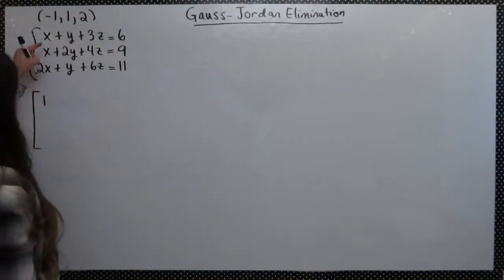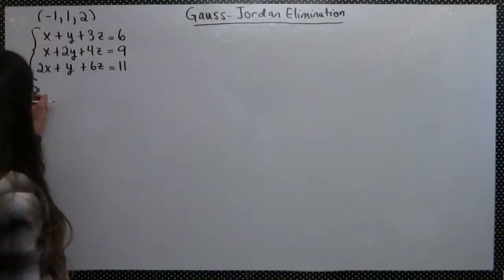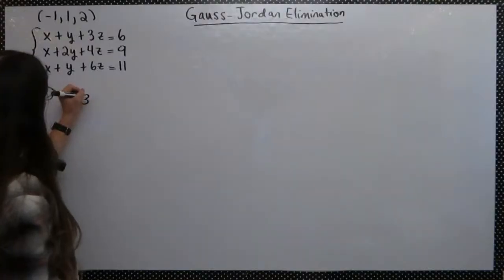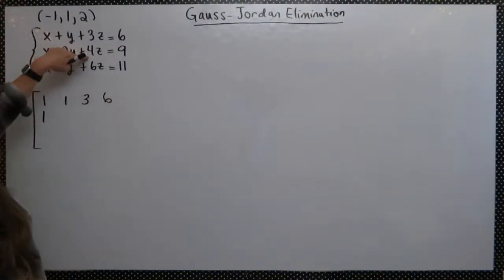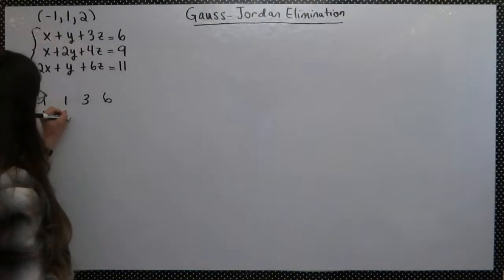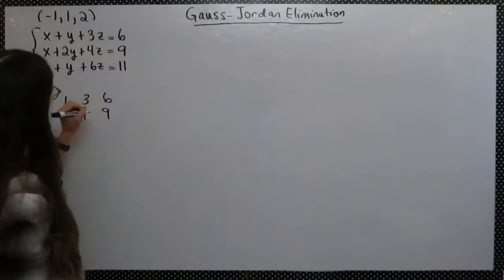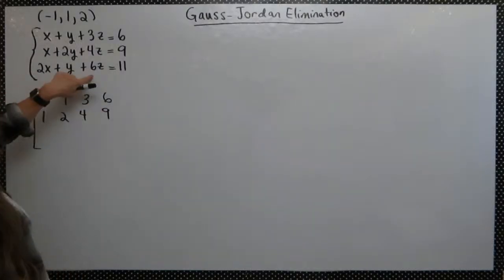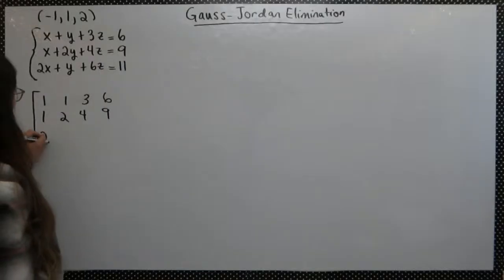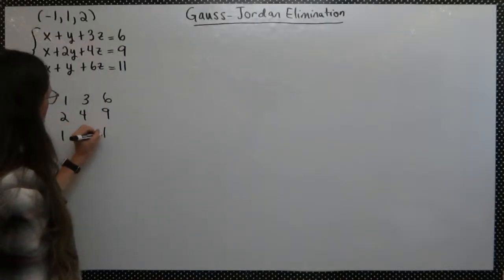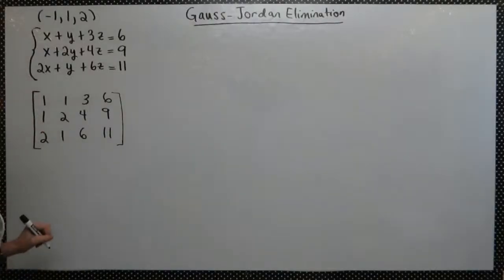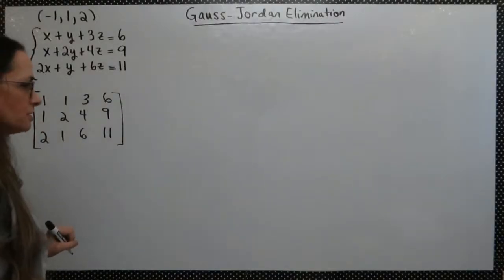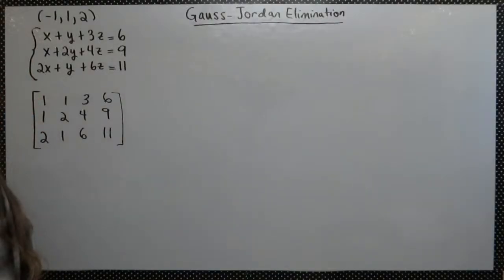So we've got, just listing the coefficients, 1, 1, 3, 6. And then the second row, 1, 2, 4, 9. And 2, 1, 6, 11. Okay, I do admit that this one was a little bit challenging, but we'll just see how it goes.